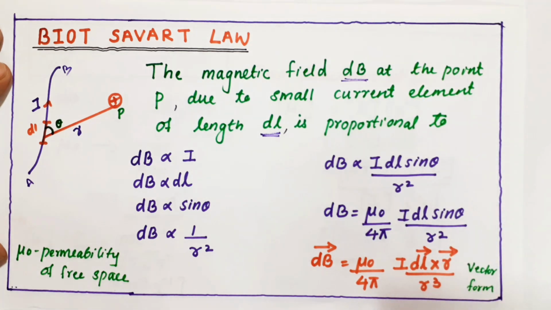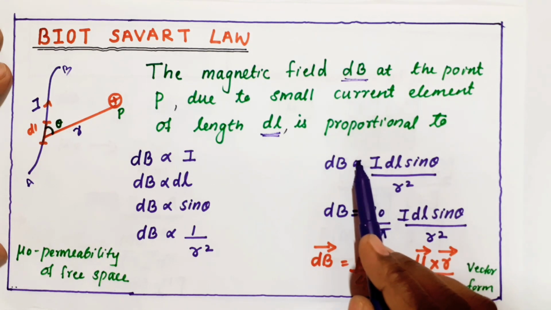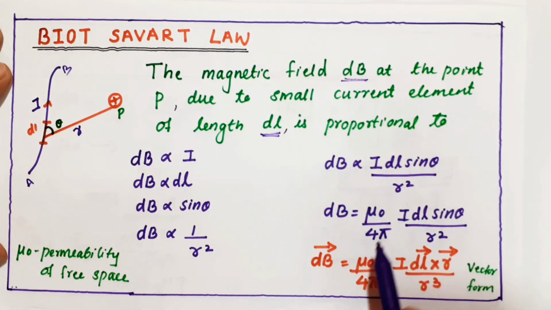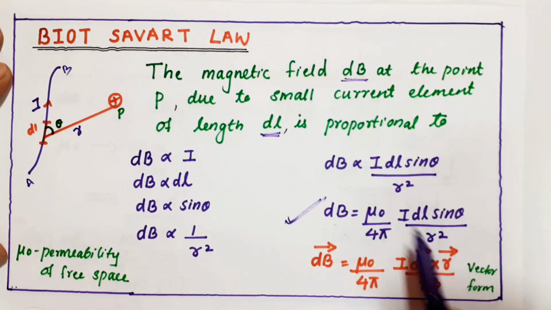Next, we change the proportionality into an equation with a constant. The constant of proportionality is mu naught by 4 pi. So we get the equation dB is equal to mu naught by 4 pi into I dl sine theta by r squared. What is mu naught? Mu naught is called the permeability of free space.